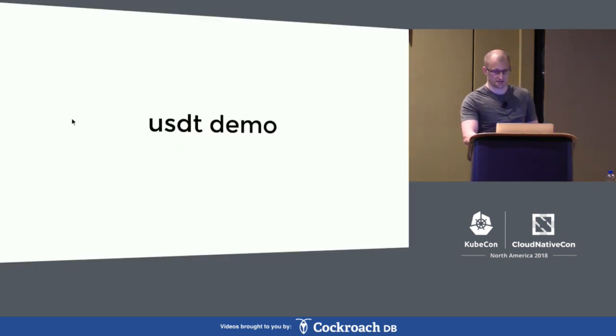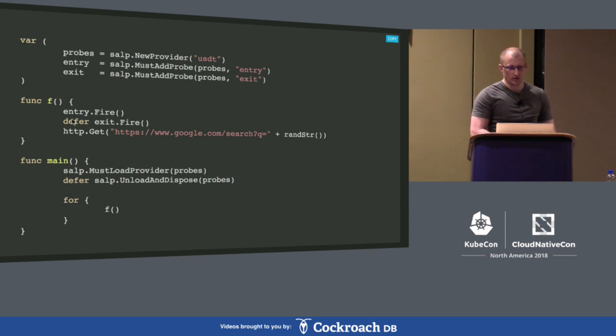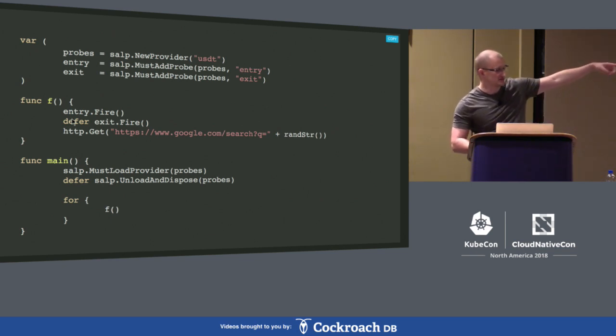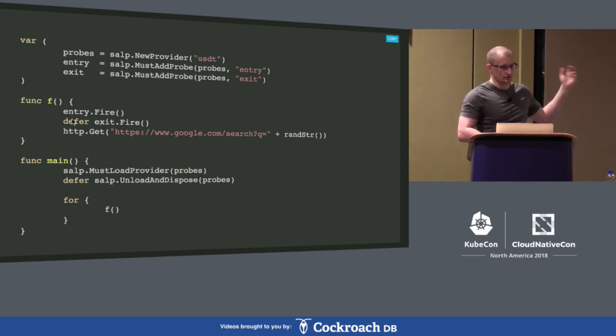So that's uprobes. Let's see a demo with USDT. We have some Go code here that is instrumented using USDT. The important bit is that the function now, instead of doing a counter, is actually doing some work, reaching out to Google and doing a random search. When we enter the function, we fire an entry probe, and when we exit, we fire an exit probe. This will allow us to measure the overall latency of communicating with Google.